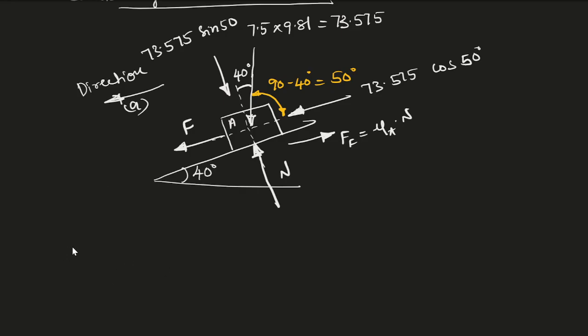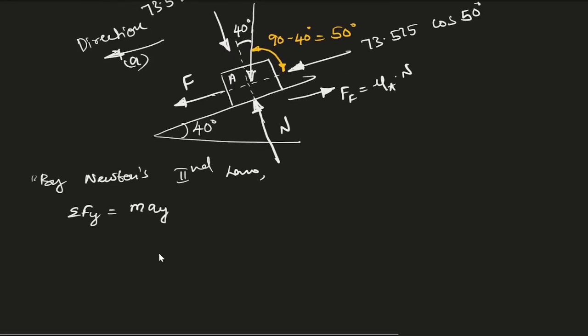Okay, so now we can use Newton's second law. By Newton's second law, we know that the sum of F_y equals m into a_y. Why am I going to use this equation? Because I need to find the normal value as well. The block is moving in the downward direction, that is, along the slope, so the block is not moving in the y direction. So the sum of F_y will be equal to 0, since a_y, the acceleration in the y direction, is 0.